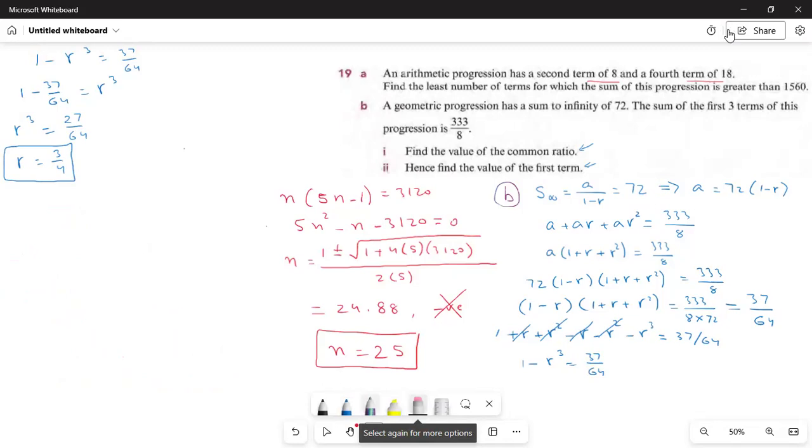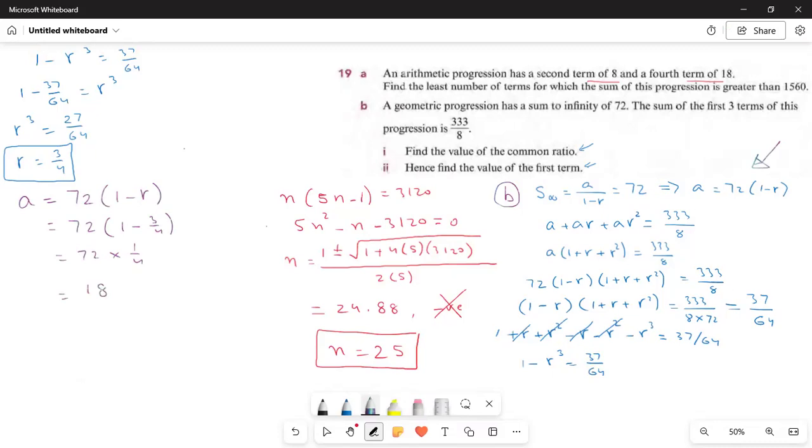So we found r. Now we need to find the first term. Remember, the first term a was equal to 72 times 1 minus r. I'm talking about this expression here, right? Okay, so it is 72 into 1 minus r, where r is 3 by 4. So 1 minus 3 by 4 is 1 by 4. So 72 times 1 by 4, so it is going to be 18. So the first term of this progression is 18.